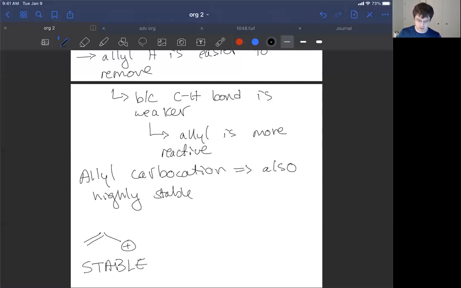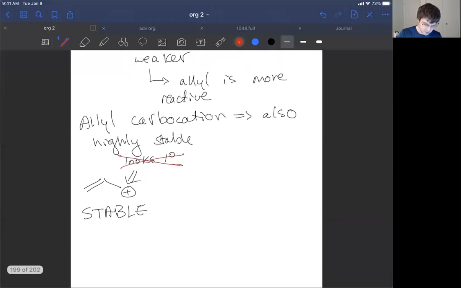And you're like, wait a second. I'm concerned about this. You're putting a positive charge on an unsubstituted carbon. I mean, a singly substituted carbon. This looks primary. Well, this is when kind of the rubber meets the road in terms of understanding that this is not a primary system. This is an allyl system. This is an allyl functional group. This is not a primary carbocation.